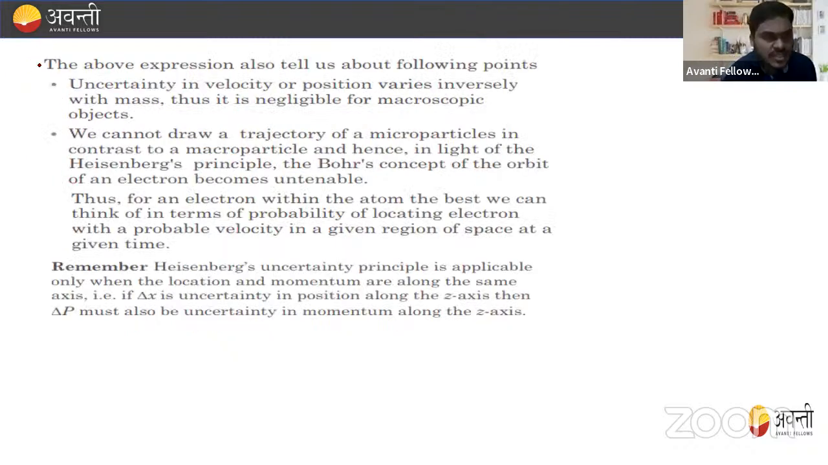Now, the above expression also tells us the following points: uncertainty in velocity or position varies inversely with mass, right? Thus, it is negligible for the macroscopic object. We cannot draw a trajectory of a microparticle in contrast to a macroparticle. And hence, in light of the Heisenberg principle, the Bohr concept of the orbit of electron becomes untenable, right?